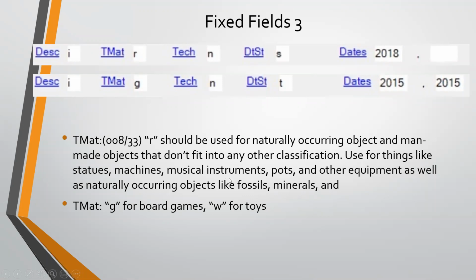Devices, machines, statues, pots, things people have made, as well as naturally occurring objects like fossils and minerals. A little typo right there. And then we have G for board games. W would be for toys. So if you want to catalog your toys you might have in your kids section, material type would be W.